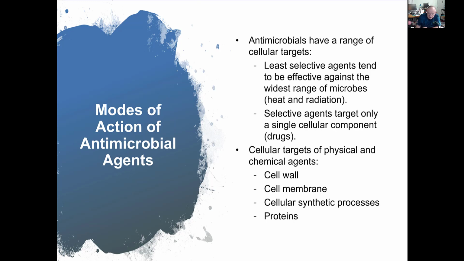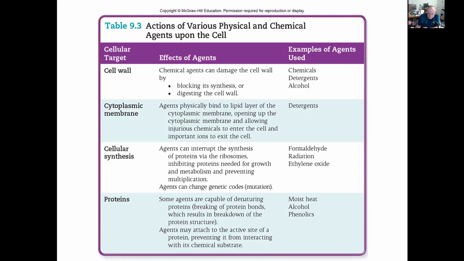Antimicrobials have ranges of cellular targets. Least selective agents tend to be effective against the widest range. Selective agents target only certain types of cellular components. Cellular targets of physical and chemical agents are cell walls and cell membranes. Anything that we can disrupt the integrity of the cell membrane is what we're after, to spew out all the contents. Also cellular synthetic processes and proteins, if we can denature those irreparably.